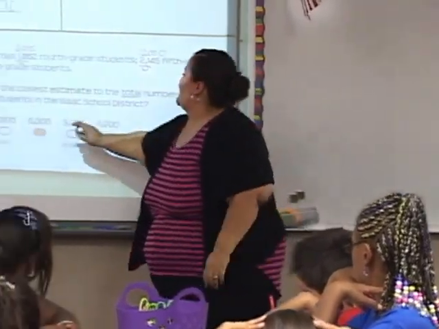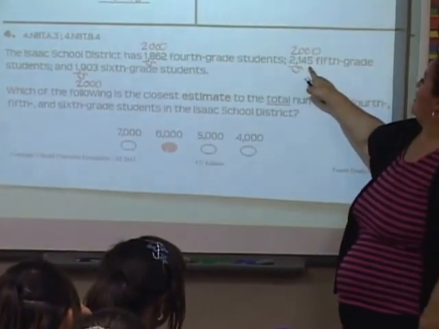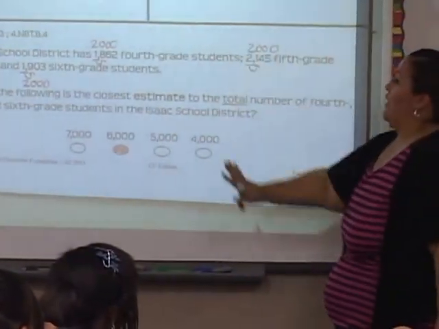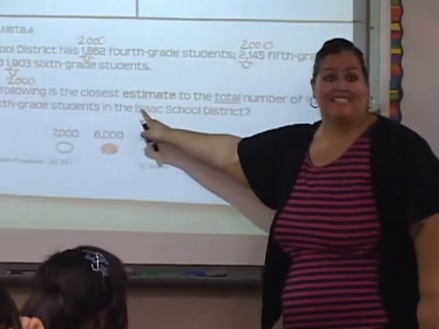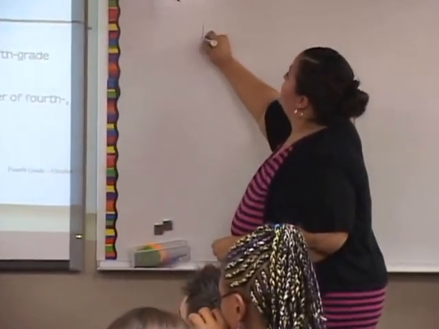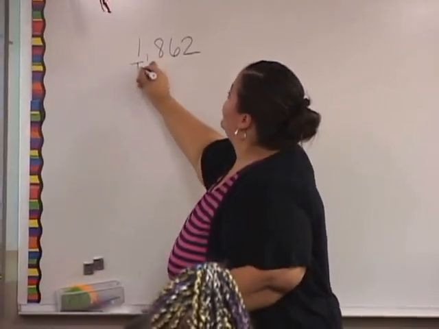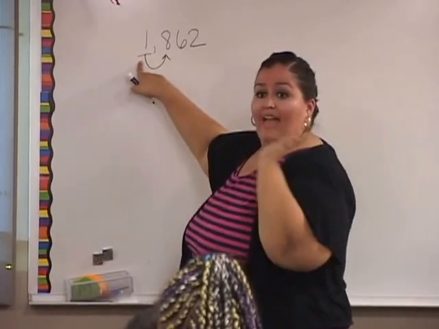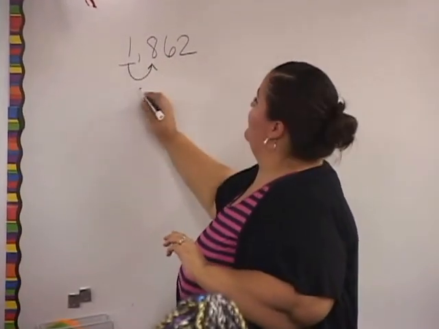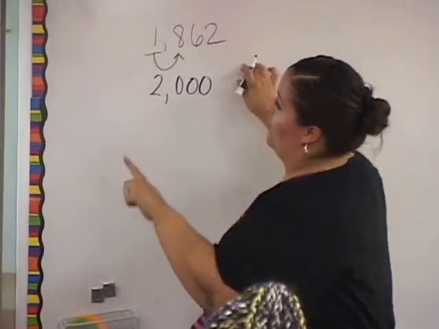For number 4, it says there are 1,862 fourth graders, 2,145 fifth graders, 1,903 sixth graders. What it's asking is, what is an estimate of the total number? I know that when I estimate, I'm not looking for an exact number. So for fourth grade students, I can round to the highest place value, right? Okay, so what would this 1 change to if this is an 8? A 2. So this number would turn into 2,000 for 4th graders.